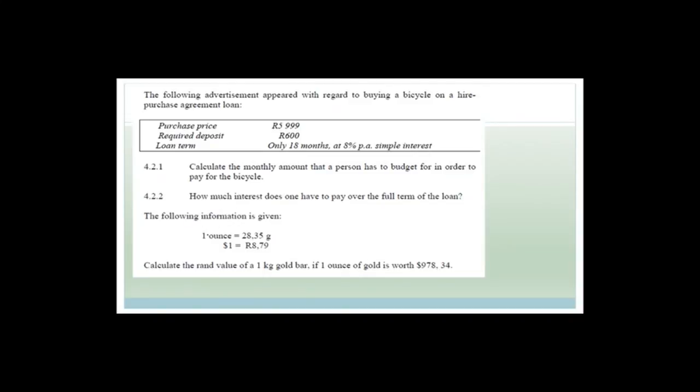It says, the following information is given. 1 ounce is 28.35 grams. Okay, so 1 ounce is equal to 28.35 grams. And $1 is equal to R8.79. Now it says, calculate the rand value of a 1 kilogram gold bar if 1 ounce of gold is worth $978.34. Okay, so the first thing we need to do is convert this into ounces, and then multiply by the dollar value. That's going to give me the answer in dollars. And then we can just multiply by the R8.79 and we'll get the rands.